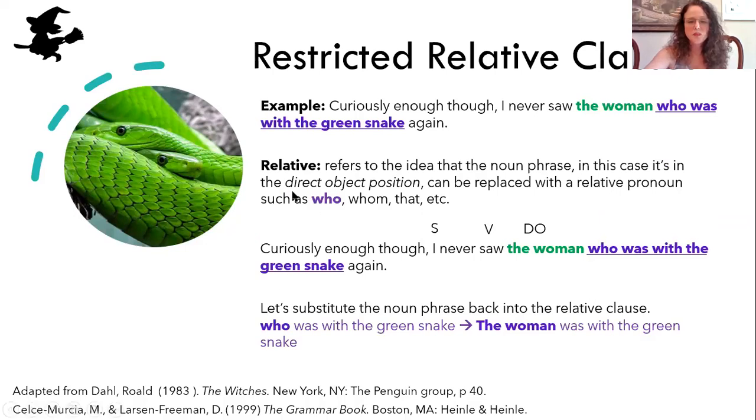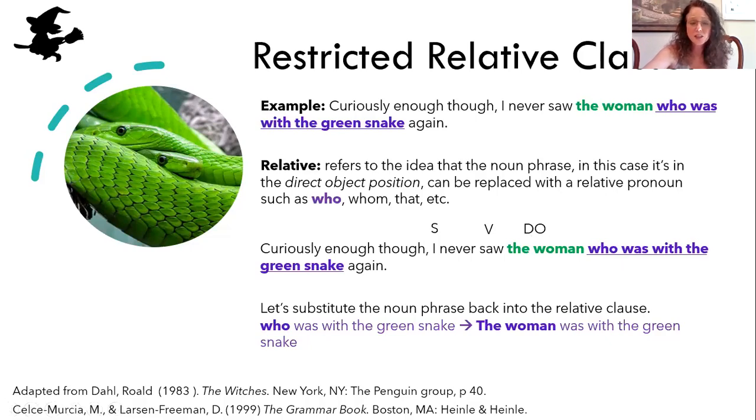So this next part applies to all relative clauses. They're called relative. It refers to the idea that the noun phrase, in this case, is in the direct object position in the main clause, okay? So let's look at this. In the main clause, the subject is I, the verb is saw, and the direct object is the woman, okay? So the woman is the noun phrase that the subordinate clause is describing.